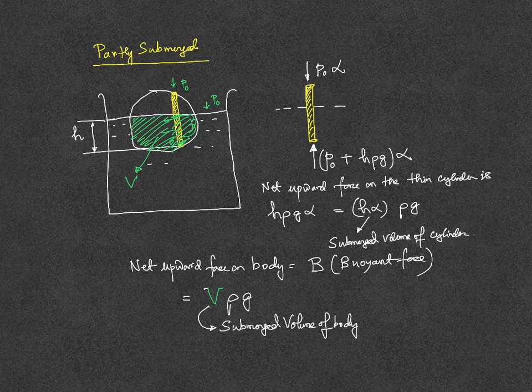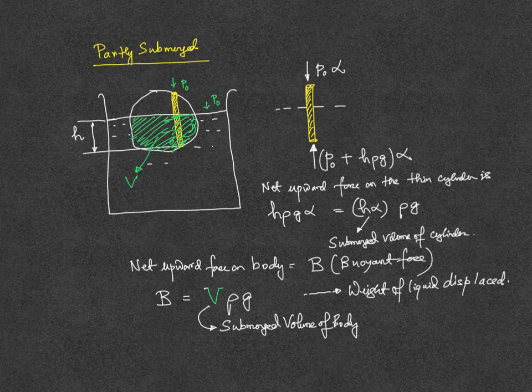Submerged volume of the body, so this V rho g is the buoyant force. Now it is also the same as the weight of the liquid displaced, because in the absence of the body, this volume V would have been occupied by the liquid itself. Now, the weight of that volume V of the liquid is V rho g. So, this is the Archimedes principle.